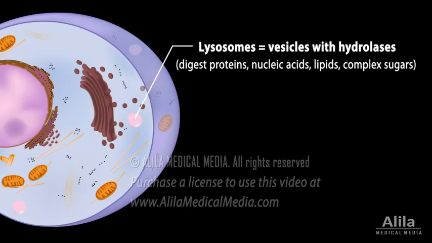Lysosomes are vesicles containing hydrolases that break down macromolecules into their building units, which can then be recycled. The enzymes are activated by the acidic environment within lysosomes. In white blood cells, lysosomes digest phagocytized bacteria and play a role in immune response.